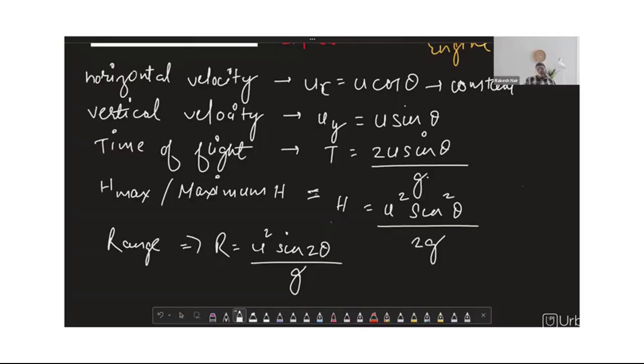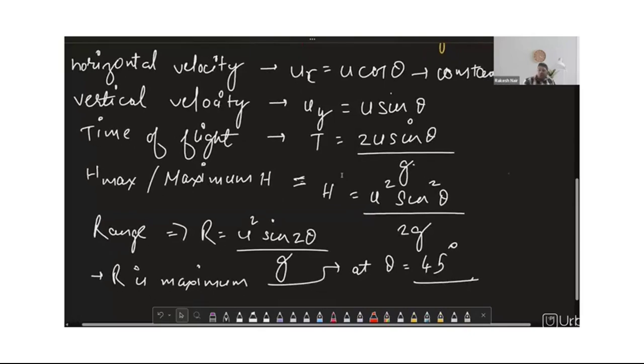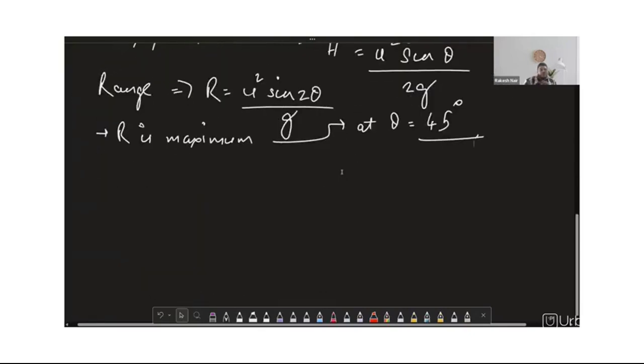Now, in the beginning of the session, I told you why it is being projected, because range is maximum at theta equal to 45 degrees. These are experimentally driven data, and only the stats are important for us. And let's take a numerical for an example, an easier one for both.